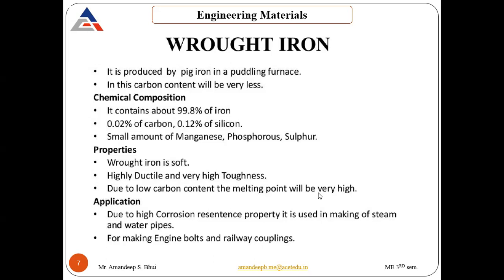Now, if we compare the melting points, pig iron melts at around 1000 to 1200 degrees centigrade. Cast iron has around 1100 to 1200 degrees centigrade. But on the other hand, wrought iron, because the carbon content is very less, reaches around 1500 degrees centigrade. So decreasing the carbon content increases the melting point of the metal also. So wrought iron has a melting point of 1500 degrees centigrade.